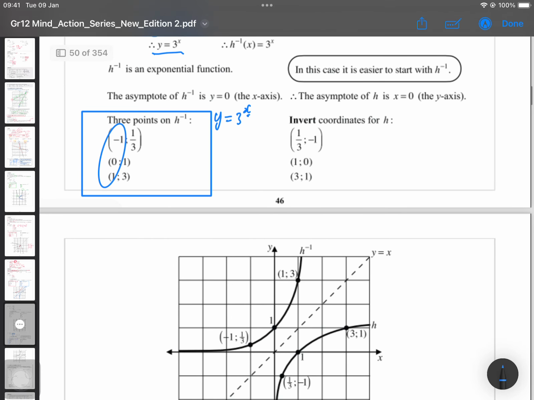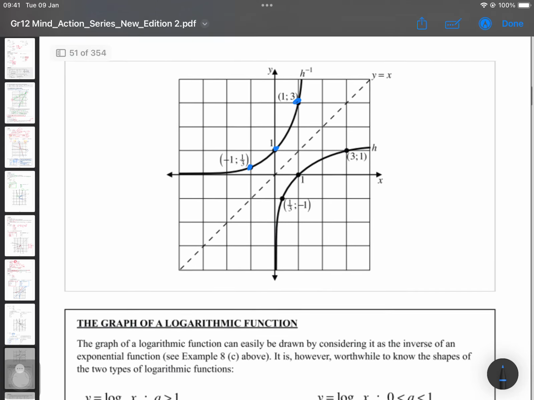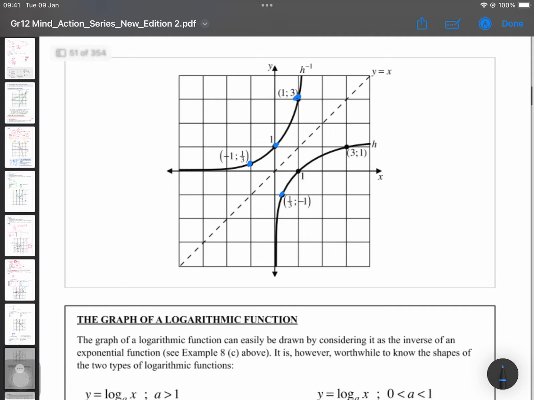Then you plot them. If you plot them, you'll see negative 1 is to 1 over 3 there, 0 is to 1 there, 1 is to 3 there. Then you invert the points. After inverting the points, you get those, and then you join them. Then that's it.